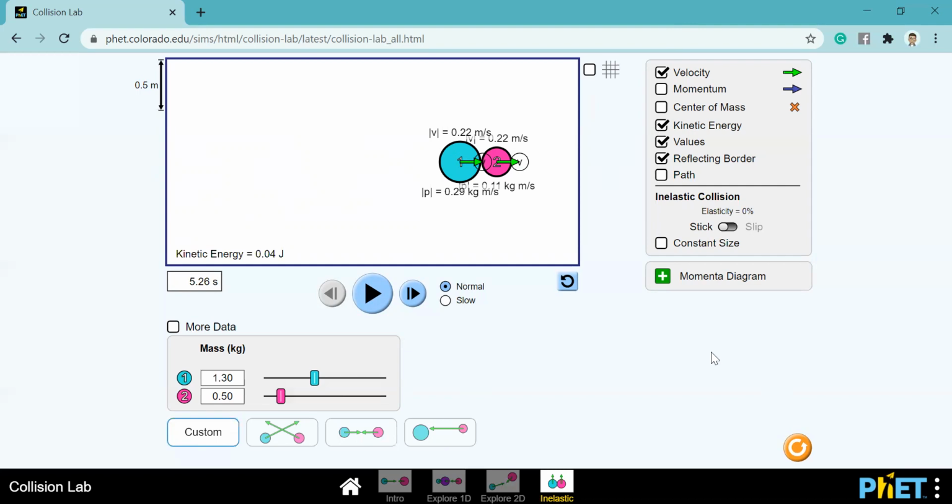So a completely inelastic collision is when the objects stick together after the collision. So these ideas are important in solving problems in applying the law of conservation of momentum.